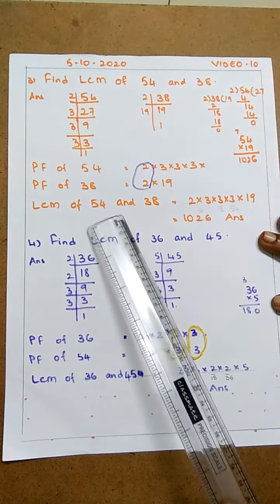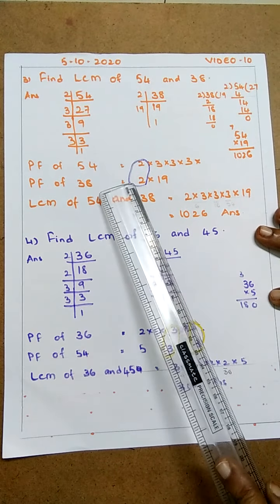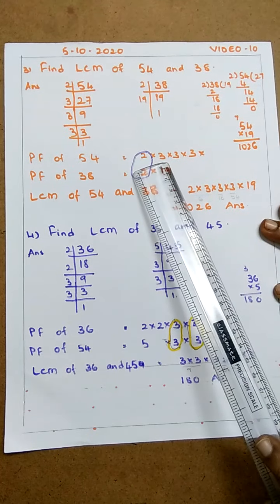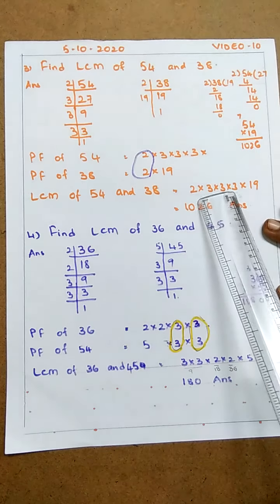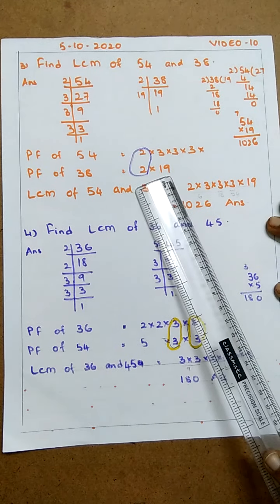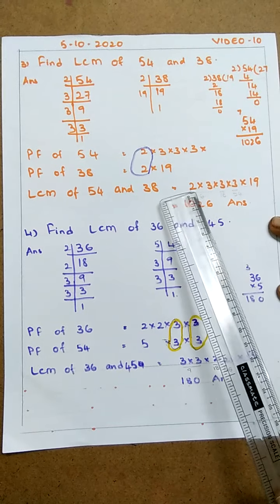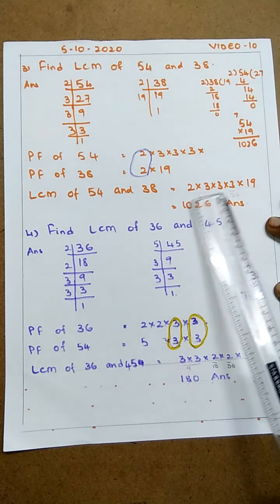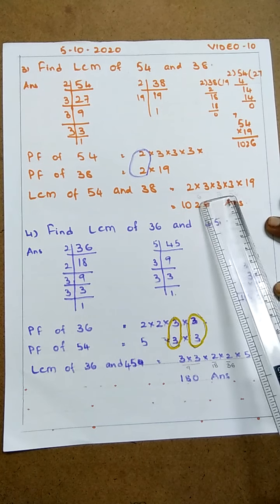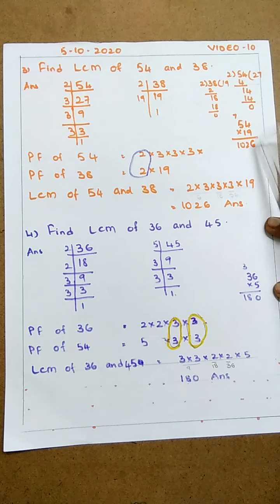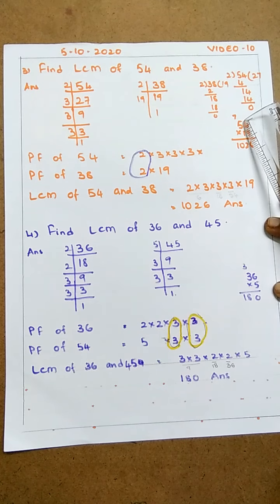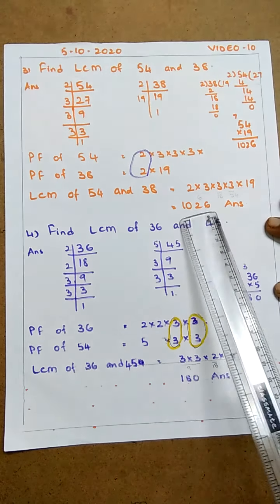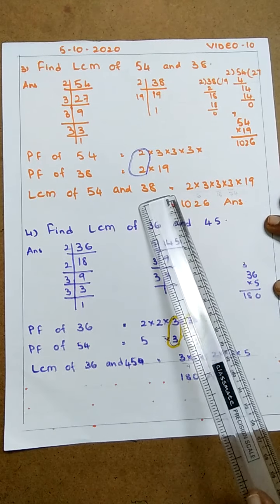Now, let us find the LCM of 54 and 38. 2 is the common factor. So, take 2 one time only. And the leftover numbers 3 into 3 into 3. Multiply all these. And 19 also is leftover. Multiply it. Now, let us do the multiplication. 2 3s are 6. 6 3s are 18. 18 3s are 54. 54 into 19. 19 4s are 76. Carry 7. 19 5s are 95 plus 7, 102. So 1026 is the LCM of 54 and 38.